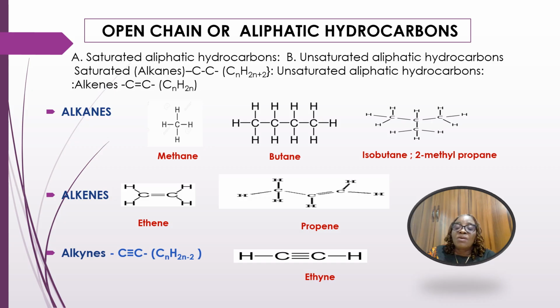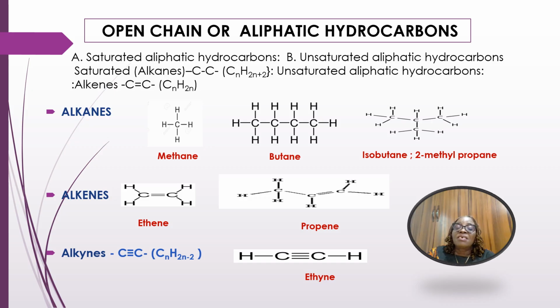Open chain or aliphatic hydrocarbons. Hydrocarbons are classified according to their arrangement of carbon atoms in the molecule. Open chain hydrocarbons, also known as acyclic or aliphatic, are organic molecules composed solely of carbon and hydrogen compounds, arranged in linear or branched chains rather than closed rings.